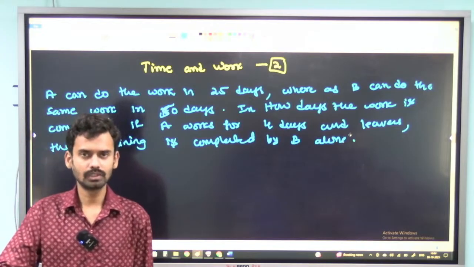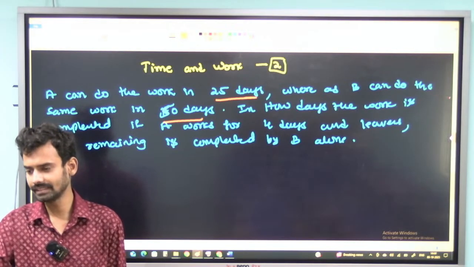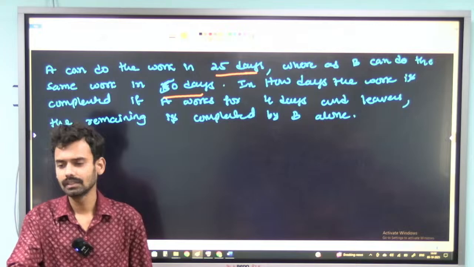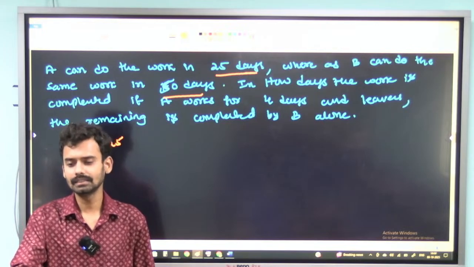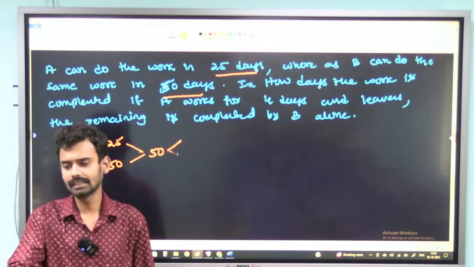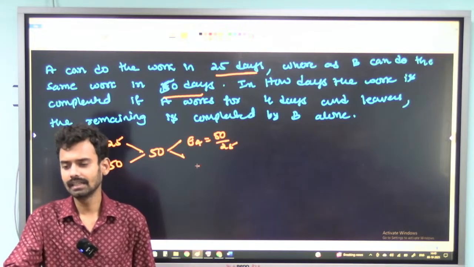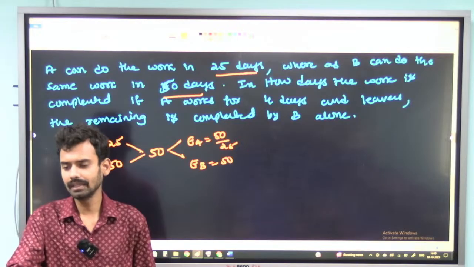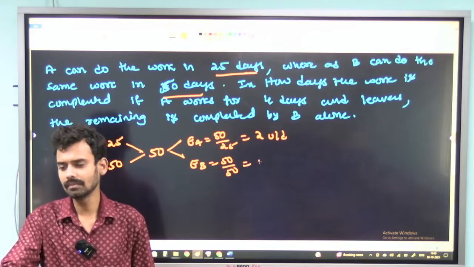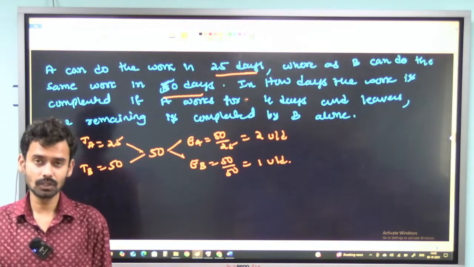Now let's see how to do these types of questions. First, as usual, as we did in the previous question, we need to repeat the same procedure, that is taking the LCM. Time taken by A is 25, time taken by B is 50. Now the LCM of 25 and 50 is 50 itself. Now if I consider the efficiency of A, it will be 50 divided by 25, and the efficiency of B will be 50 divided by 50. So the efficiency of A will become 2 units per day and the efficiency of B will become 1 unit per day. Now the question is asking what happens when A is working for the first 4 days.